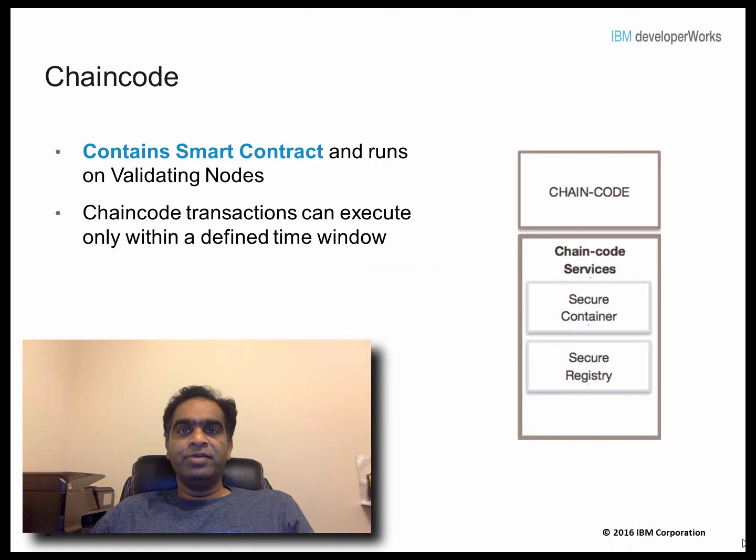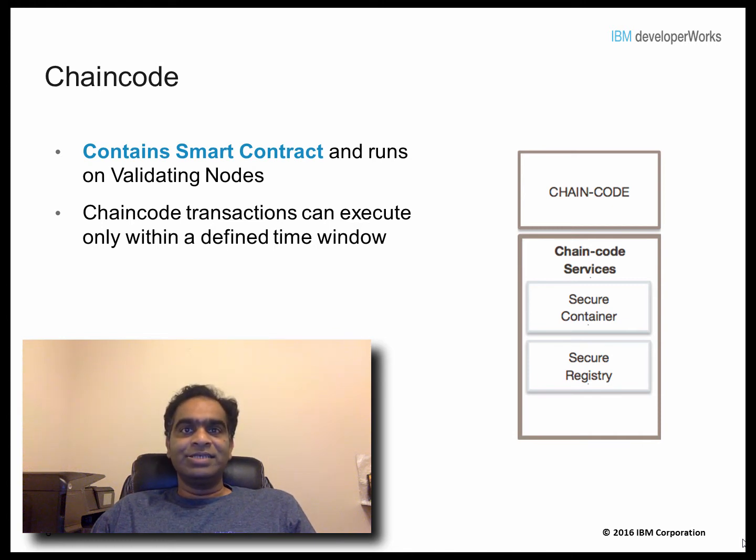Let's talk about one of the key components of blockchain, chain code. What is chain code? Chain code is application-level code, also known as smart contract, deployed as a transaction to be distributed to the network and managed by the validating peer as an isolated sandbox.